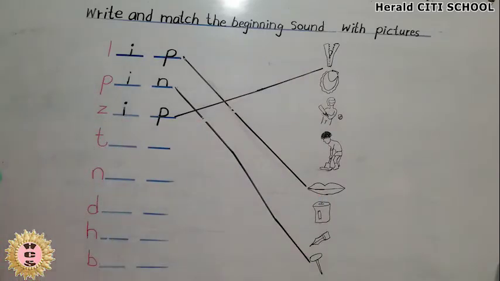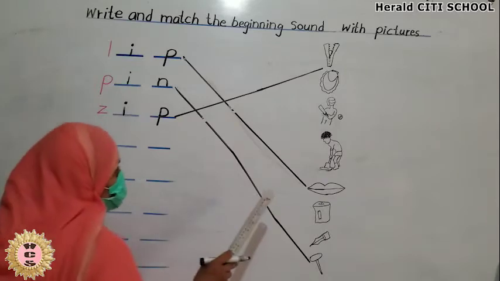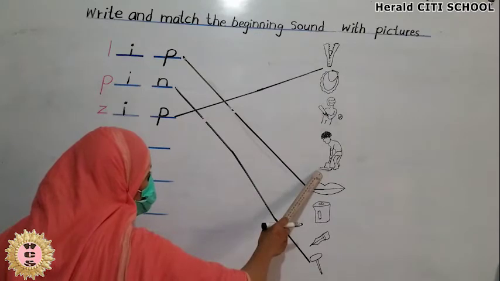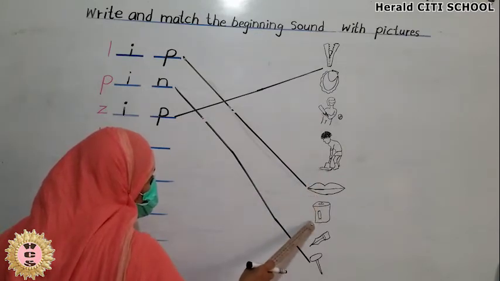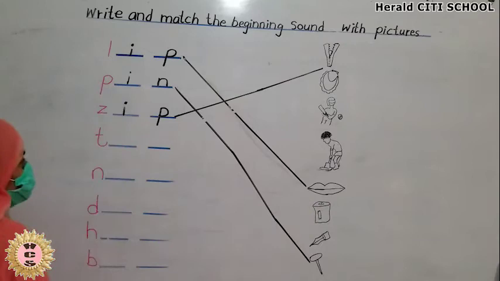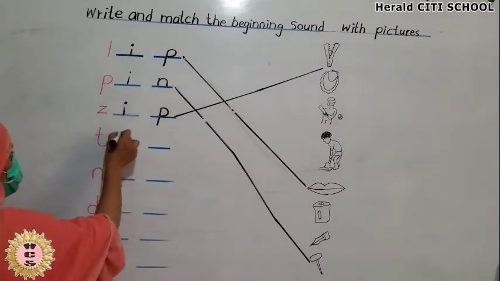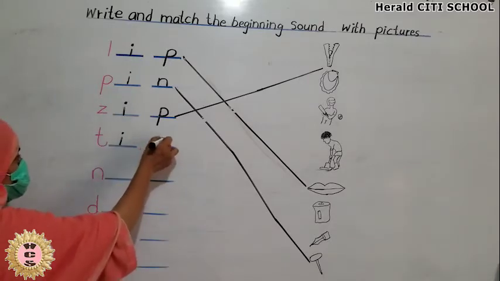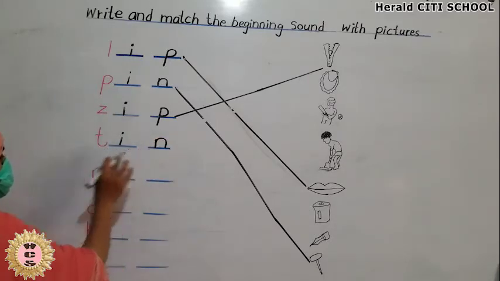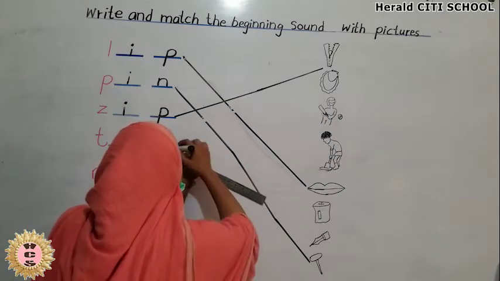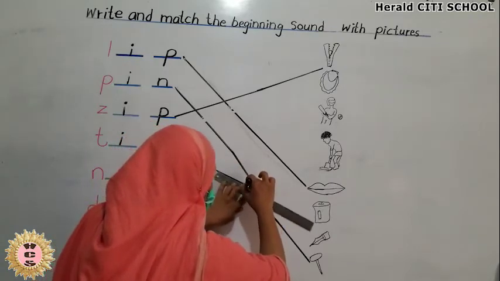Children, which letter is this? T. T. And the sound of T is T. Now look at the pictures again. This is B, bib, H, hit, D, dig, L, lip, T, tin. Yes, this is a tin. So the spelling of tin is T-I-N, tin. Now children, we will match the spelling of tin to the picture of the tin.